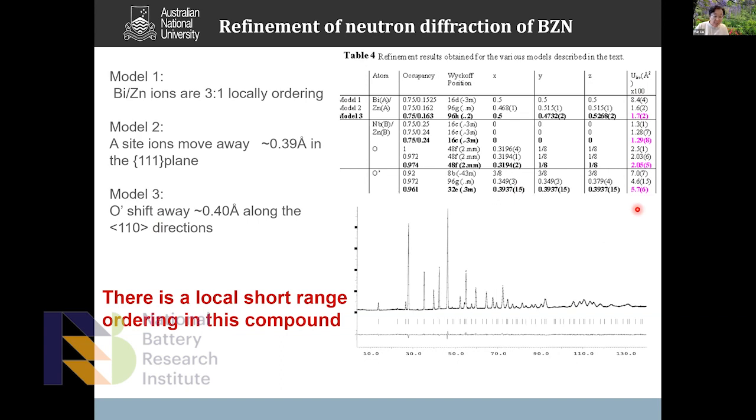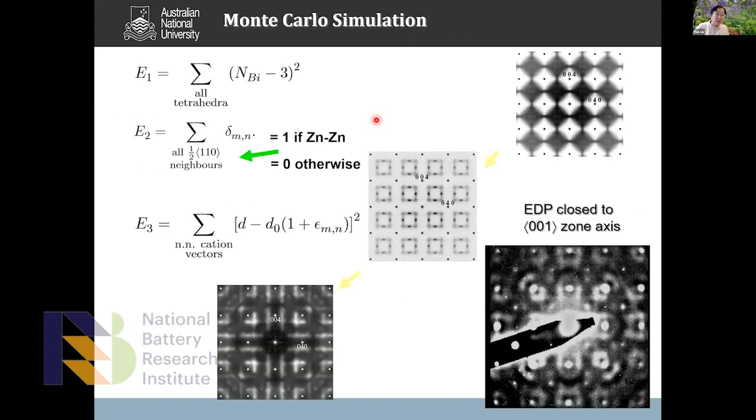Okay, so what is here is a local short-range chemical ordering in these compounds that gives you a local structure. So we're using multislice simulation to try to fit the electron diffraction we observe. This is the experimental electron diffraction pattern. If we're using the Fourier energy term related to chemical composition, bismuth and zinc 3 to 1, you will see there's nothing to really look at.